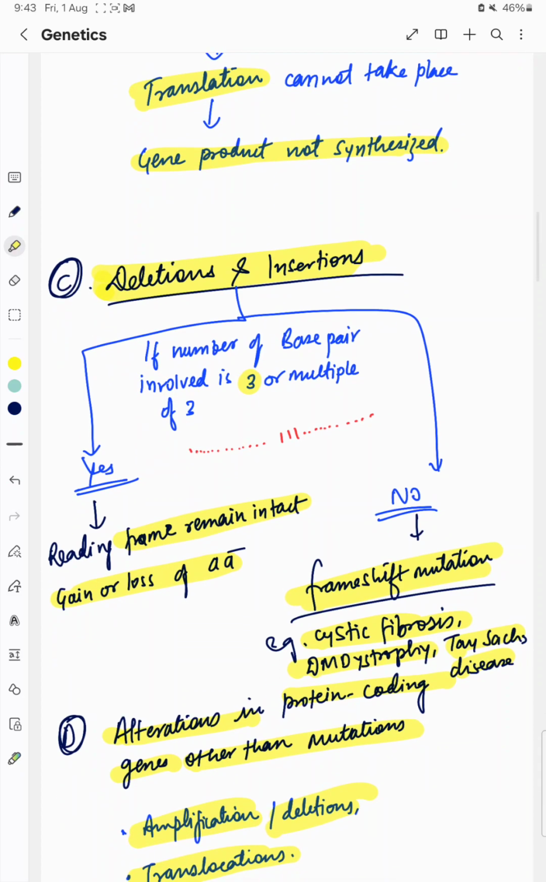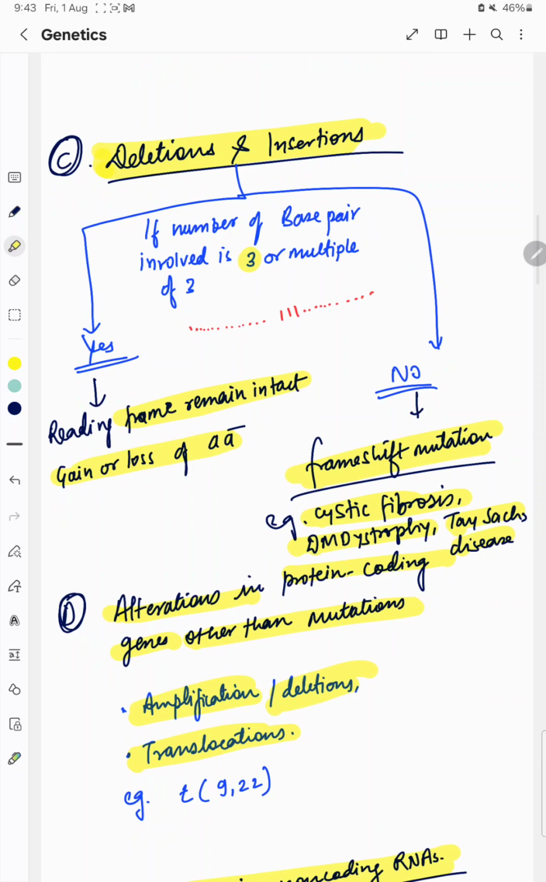acid. But if the number of base pairs involved is not 3 or a multiple of 3, for example, if the inserted base pairs are 2 or 4, or likewise the deleted base pairs are 1, 2, or 4, this will result in a frameshift mutation, which is seen in cystic fibrosis, Duchenne muscular dystrophy and Tay-Sachs disease.